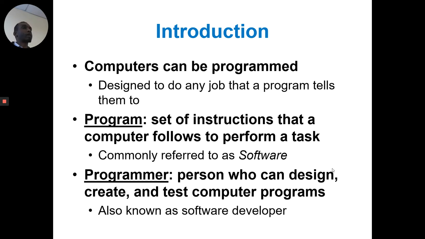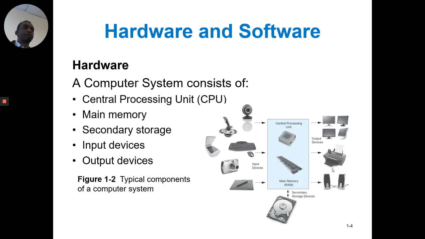Computers can be programmed, designed to do any job that a programmer tells them to do. They are as smart as the program that's programming them. And a program is what? A set of instructions that a computer follows to perform a task, commonly referred to as software. A programmer or a developer is a person who can design, create, and test computer programs, also known as a software developer. Okay.